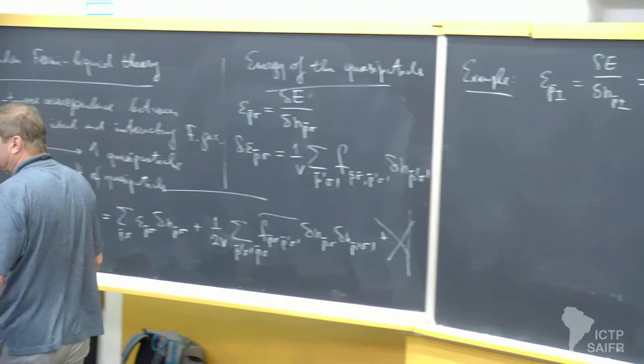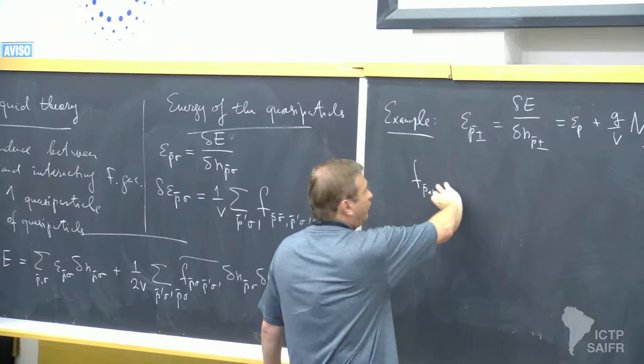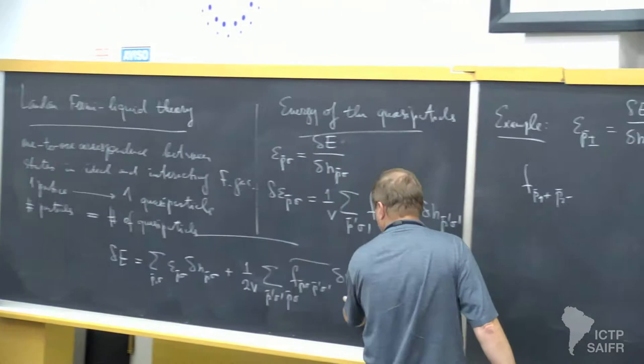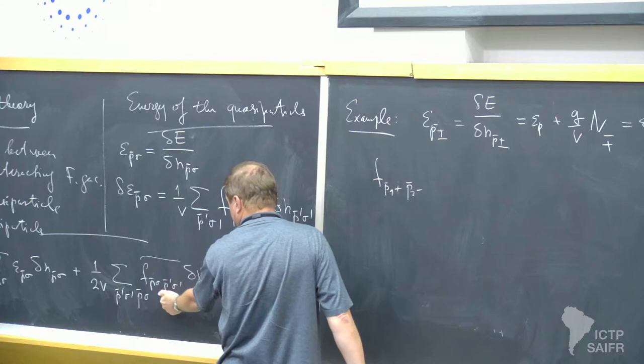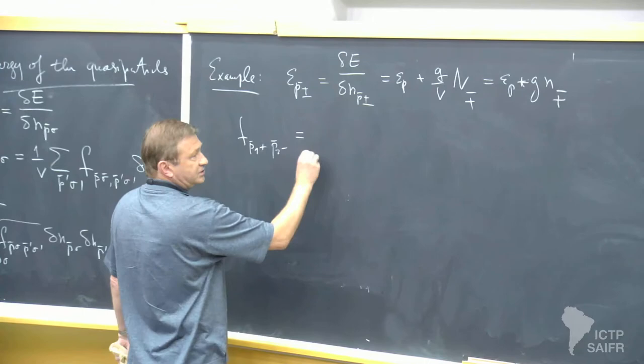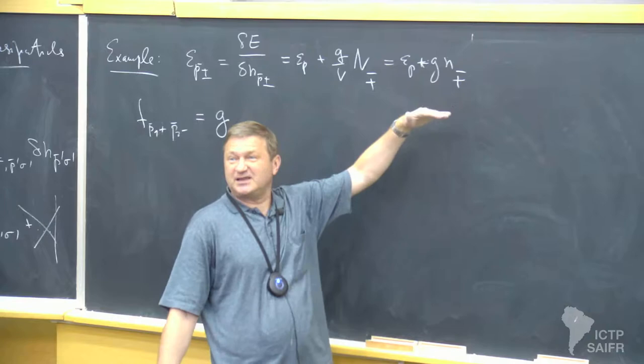But what is F? We see that the only F which will be non-zero is for P1 plus, let's say, and P2 minus. In first order, it's only this combination that survives, because we need the second derivative of the energy with respect to the delta n's, and it is non-zero only when you have one plus and one minus. So if you do this, you get that F is equal to g. This is clear if you look at the formula: if I change the distribution of the minus, I slightly change the mean field energy. And that's exactly what it says.